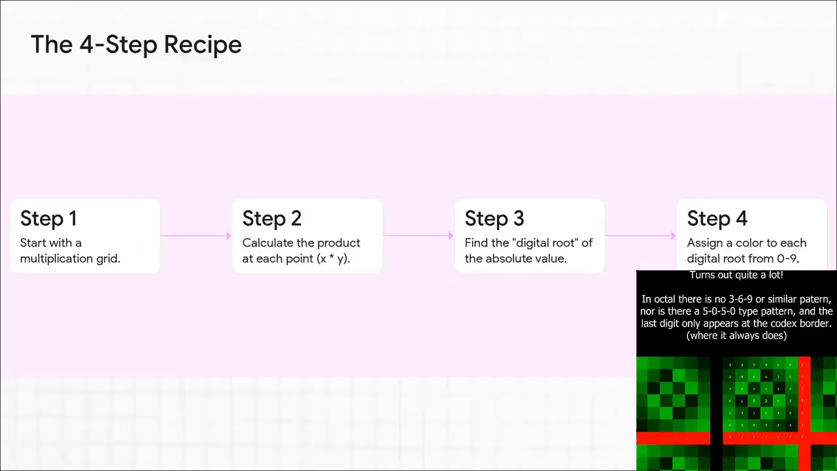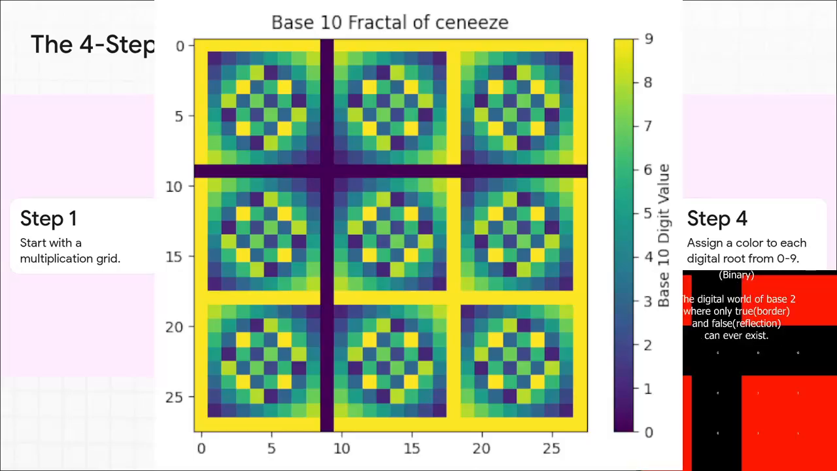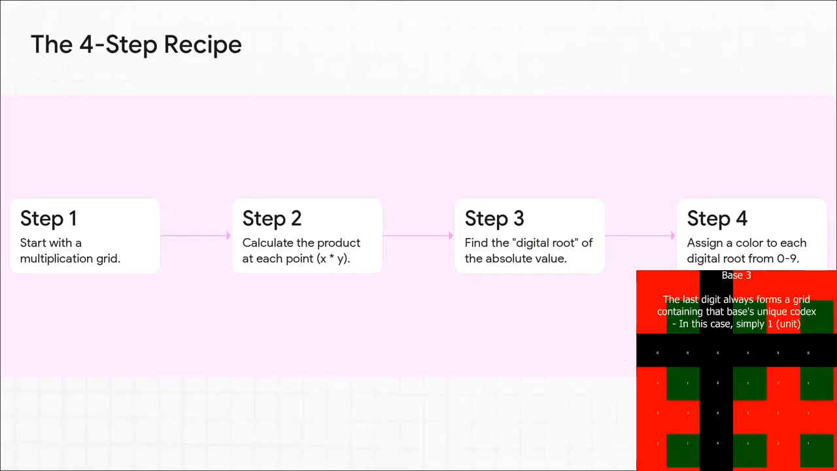It's really just 4 steps. First, you start with your grid. Then you multiply the coordinates, x times y. Third, and this is the absolute key, you find something called the digital root of that number. And finally, you just assign a color based on that root. That's it. The whole secret sauce is in step 3.